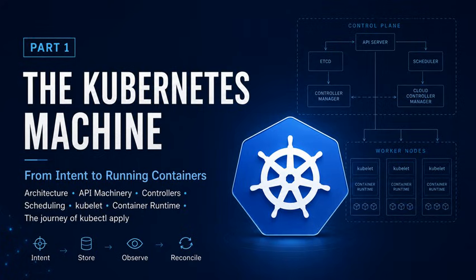I did it. But here is the massive aha moment of this entire deep dive. If I immediately run kubectl get pods right after I see that success message, they are not there. I have 0 pods. Why? Didn't the API server just say it was configured?